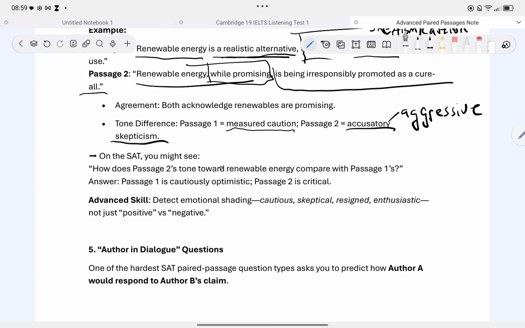It should be "toward," right? How does passage 2's tone towards renewable energy compare with passage 1's? Passage 1 is cautiously optimistic. Passage 2 is critical, that is, it is criticizing. So what you want to do here is detect emotional shading, like when something is cautious, when it is skeptical, when somebody is resigned, when someone is enthusiastic. You should be able to notice tone beyond just positive or negative.